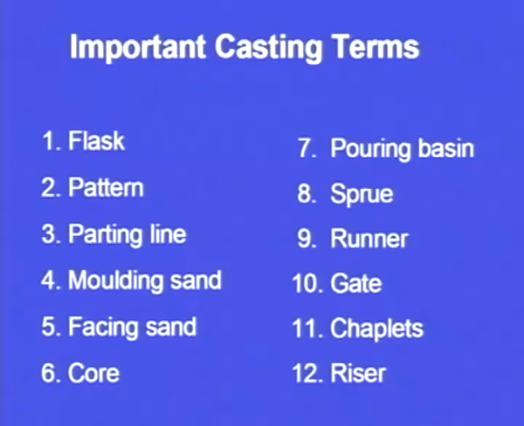Of course, this surface finish was a problem in the olden days, but later we have developed new processes like the investment casting process. In the investment casting process, the surface finish is excellent, and in the vacuum sealed molding process and in the shell molding process, we overcome this problem of poor surface finish. Let us see the important casting terms. One is flask, second one pattern, third one parting line, fourth one molding sand, fifth one facing sand, sixth one core, seventh pouring basin, eighth sprue, ninth runner, tenth gate, eleventh chaplets, twelfth riser.